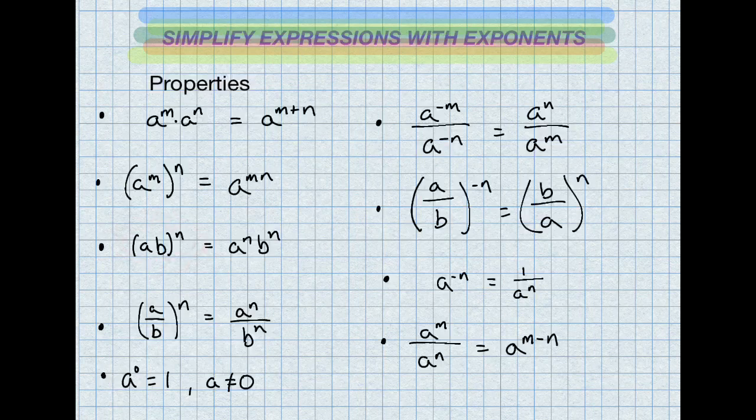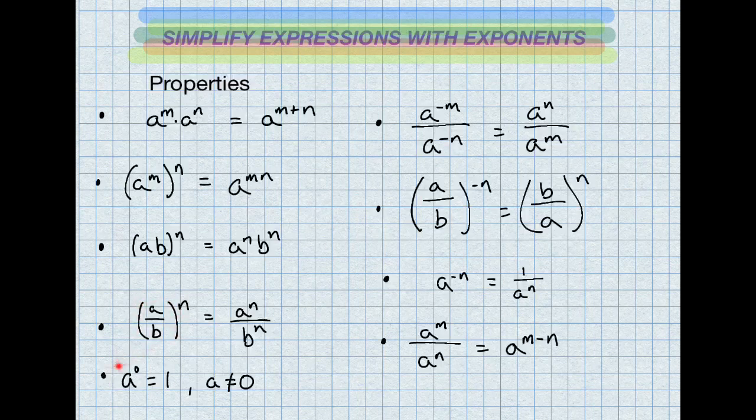Okay, the third rule is if you have some number being multiplied by some other number, and that entire expression is being raised to some number, you kind of distribute this in. So here's what you get. You get a to the n times b to the n. Okay, real quick, the fourth rule here, if you have a fraction and it's being raised to some number, that means that the numerator is raised to that number and the denominator is raised to that number. But remember, it has to be within these parentheses.